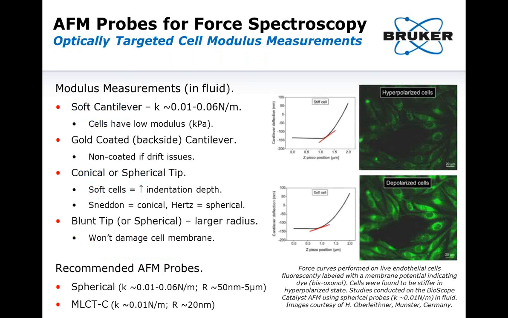In this example of optimally targeted cell modulus measurements, force curves were performed on live endothelial cells. These cells were fluorescently labeled with a membrane potential indicating dye, bisoxonol. Cells were found to be stiffer in their hyperpolarized state than they were in their depolarized states. The probe that was selected to perform this measurement was blunt so as not to damage the cell membranes, with a very soft cantilever to match the low modulus of the cells. The recommended probes for this application are the MLCT-C, or spherical probes.